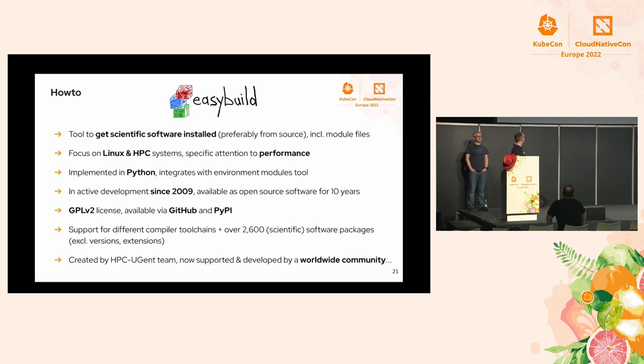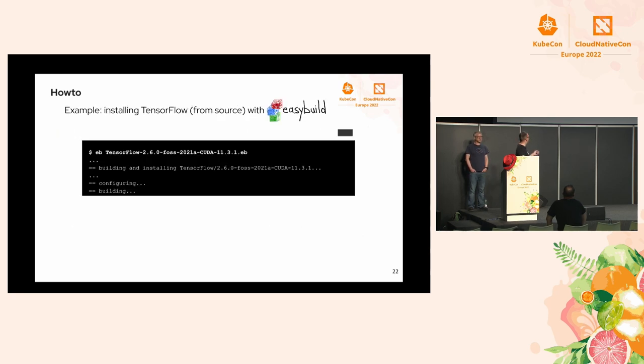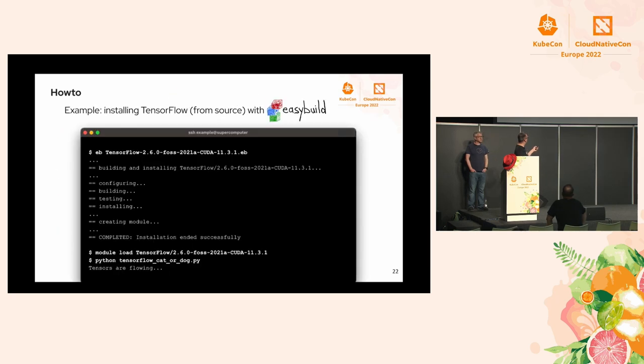It's an open source tool implemented in Python. It's been there for 10 years, but it's probably not really well known in the cloud community. I guess because it was written for HPC. Now, EasyBuild not only installs the software, it also generates environment modules for you. So when you do an EasyBuild installation of TensorFlow, for example, you run the EB command, it starts installing it. It will also create the module file for you. And then you're ready to load TensorFlow and start playing with TensorFlow, figuring out if something is a cat or a dog. And this is really what was being used to build this volume that then is being mounted in the pods.